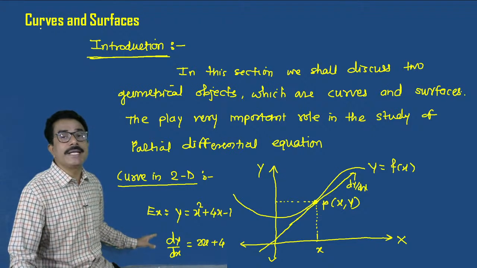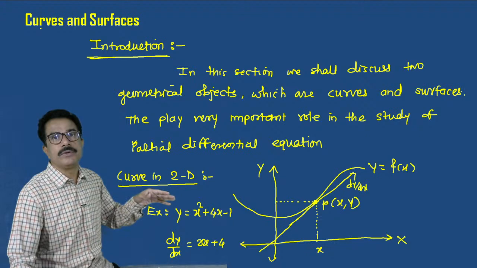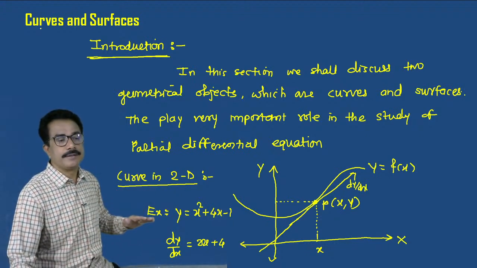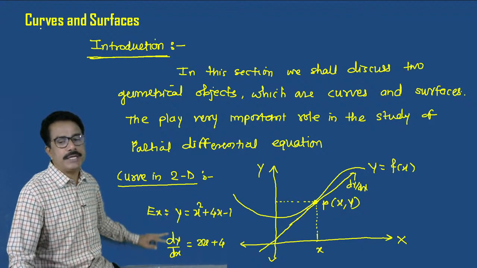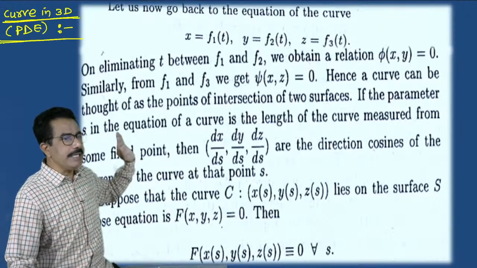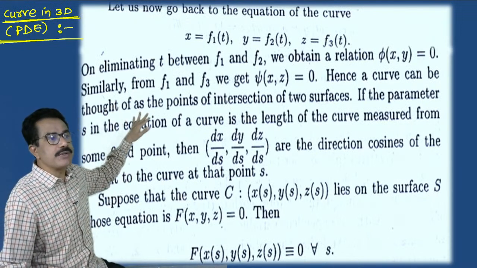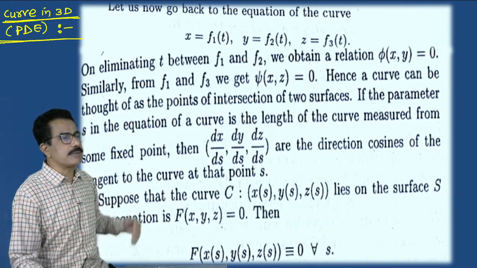That means we will get the tangent derivative. Derivative means which gives the slope of a tangent. That means there is a relation between a curve in two dimensions and the ordinary derivative. Similarly, there is a relation between a curve in three-dimensional geometry and a PDE. This can be expressed here.